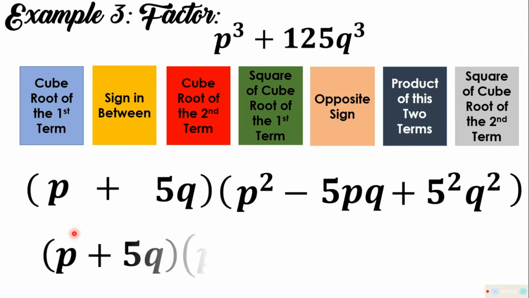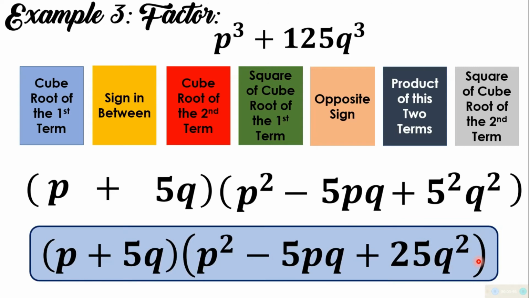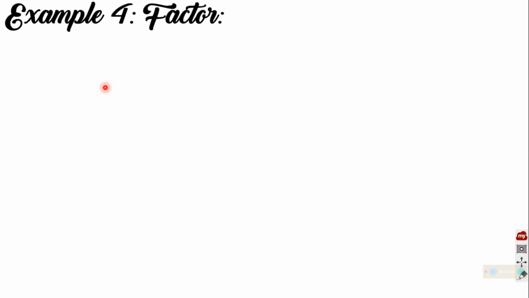Then, rewrite it. So, we're going to have the quantity of p plus 5q multiplied to the quantity of p squared minus 5pq plus, what is 5 squared? That is 25. And then, q squared. Okay? So, that will be our final answer. Let's have example number 4.